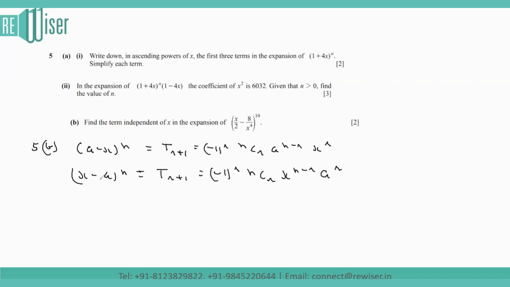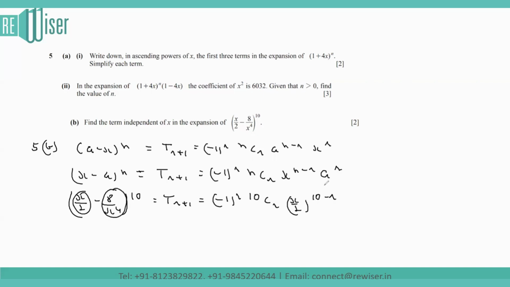So if I'm taking this full term, (x/2 - 8/x⁴)^10, and I'm writing its T(r+1)th term, that should be (-1)^r 10Cr. In place of x, we have x/2. So we can write it as (x/2)^(10-r). In place of a, we have 8/x⁴. So that can be written to the power r. We'll only consider the powers of x here. So that's x^(10-r) into x^(-4r), and that equals x, which they have given. So that means x to the power 1.